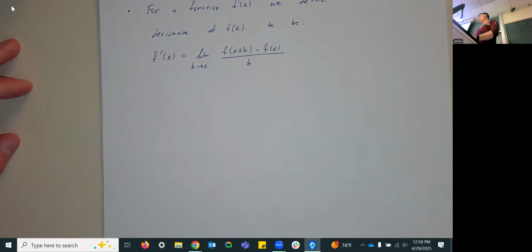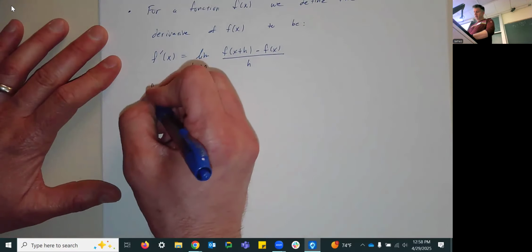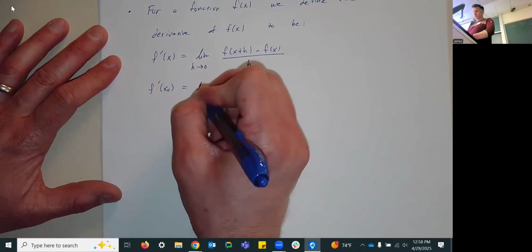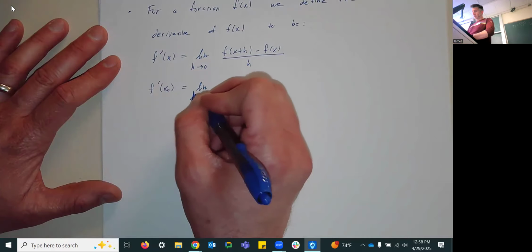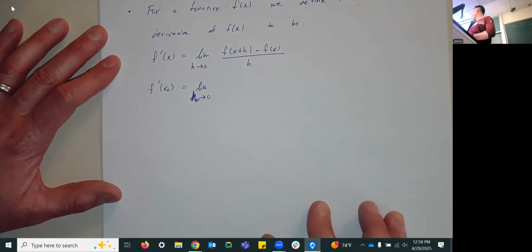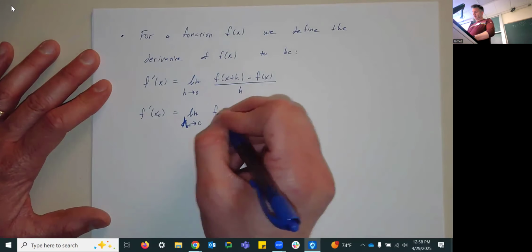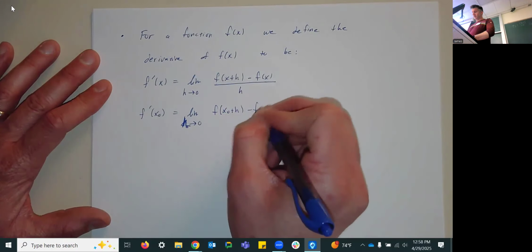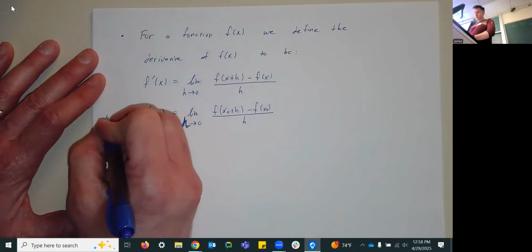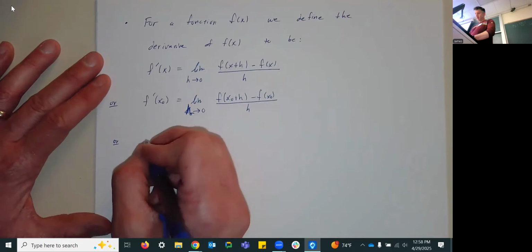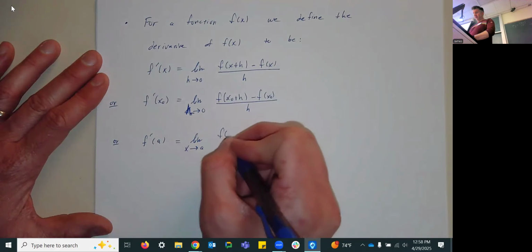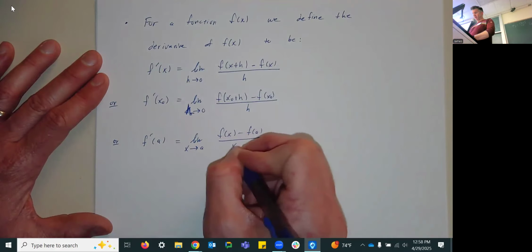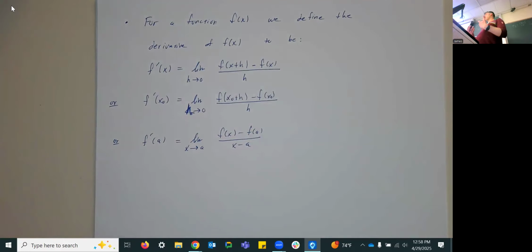There are alternate ways of writing this. You might have seen something like f prime of x naught equals the limit as h approaches 0 of f of x naught plus h minus f of x naught all over h. Or you might have seen something like f prime of a equals the limit as x approaches a of f of x minus f of a over x minus a. These are all really the same sort of definition. They're just slight variations on each other.